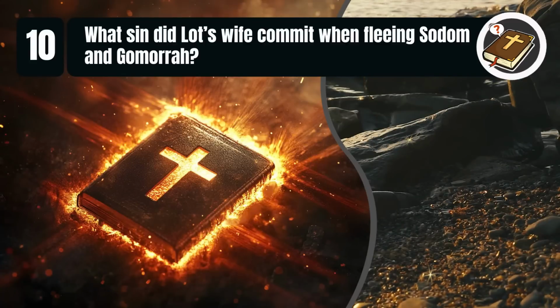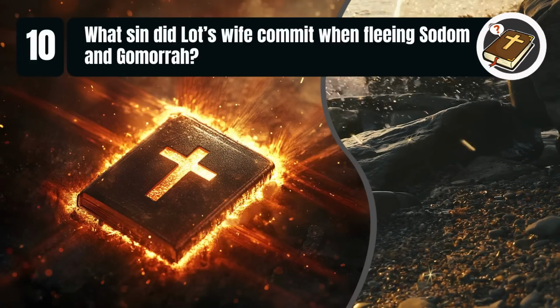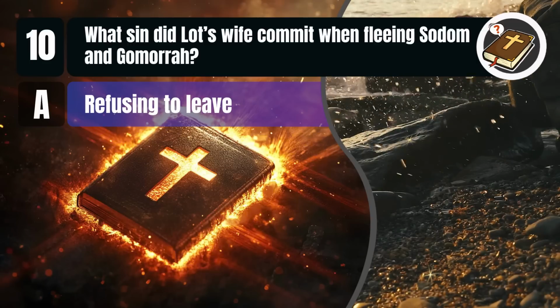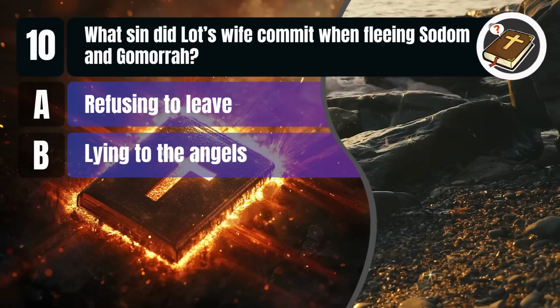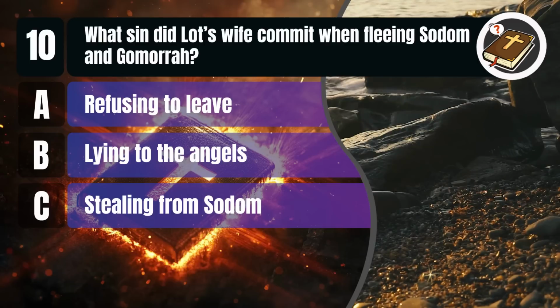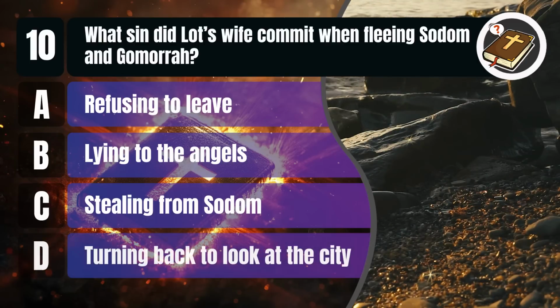Question 10. What sin did Lot's wife commit when fleeing Sodom and Gomorrah? A. Refusing to leave. B. Lying to the angels. C. Stealing from Sodom. D. Turning back to look at the city. You get 10 seconds.